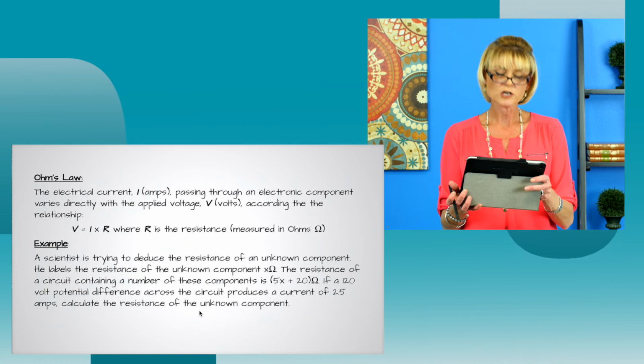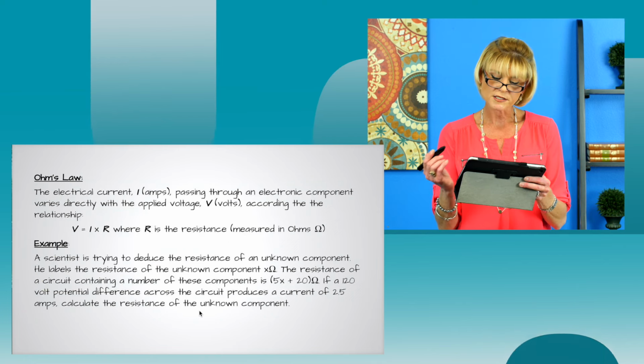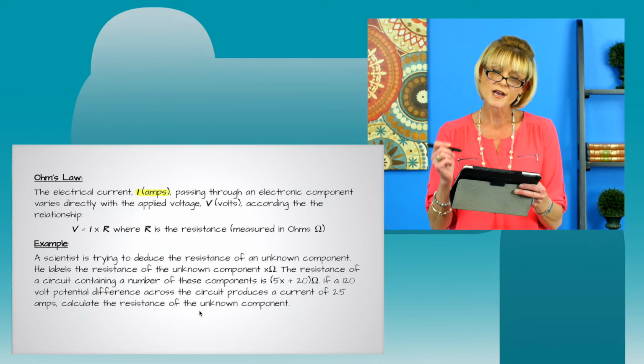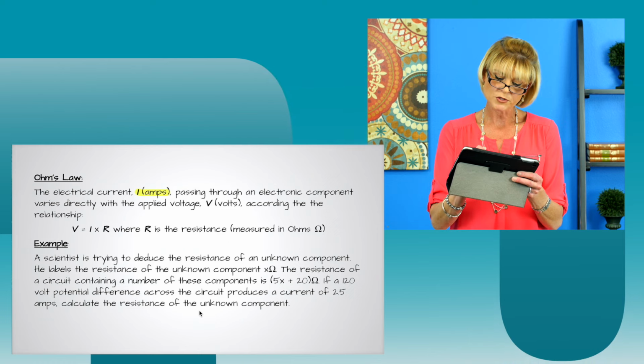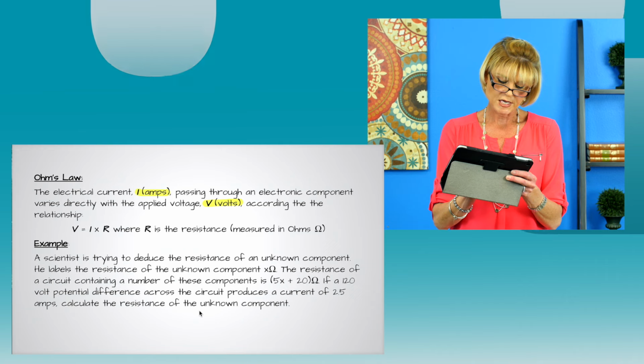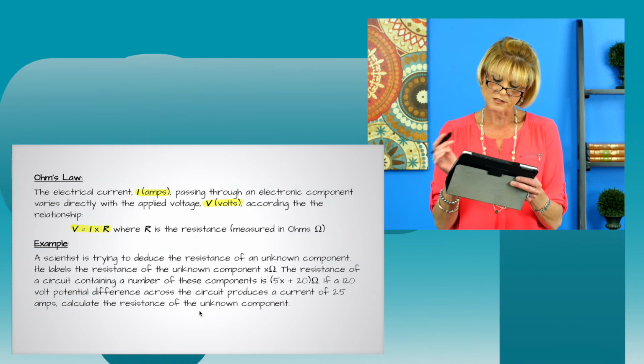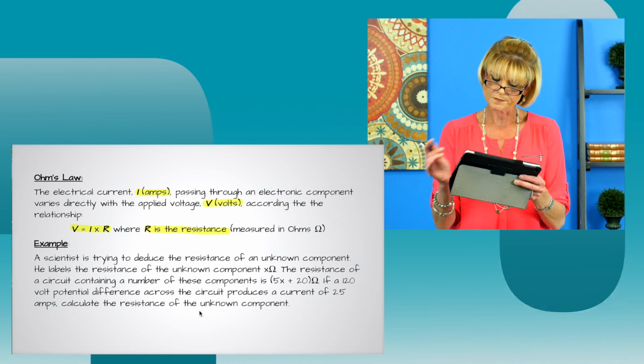All right, let's talk about Ohm's law. The electrical current I, in amps, passing through an electric component varies directly with the applied voltage, V volts, according to this relationship: V equals I times R, where R is the resistance measured in ohms. It's that little symbol right there.